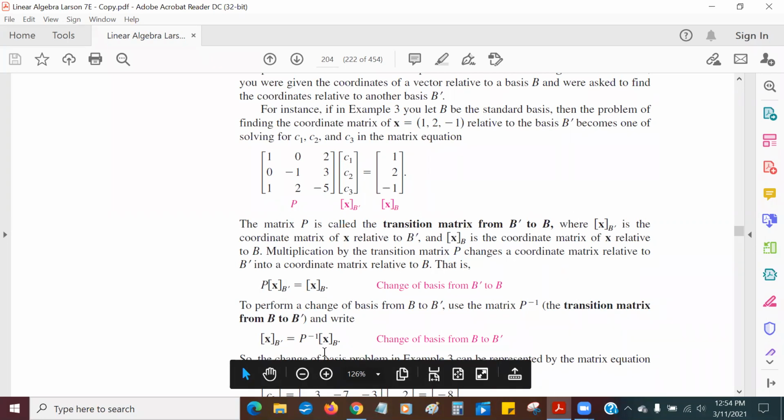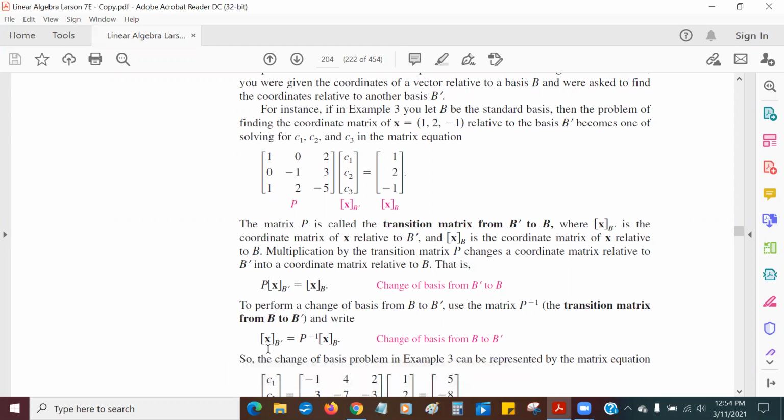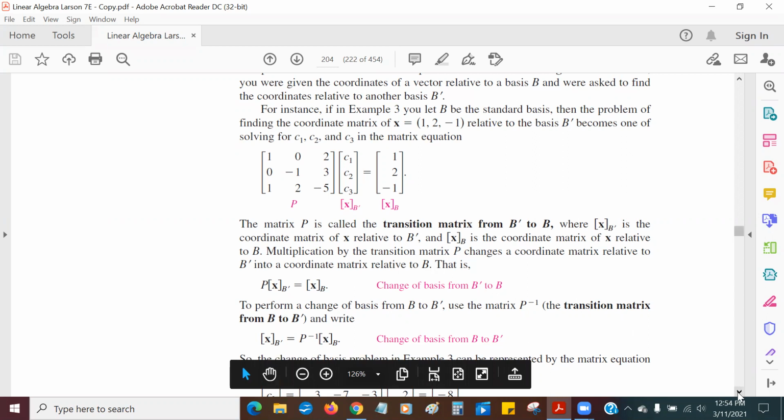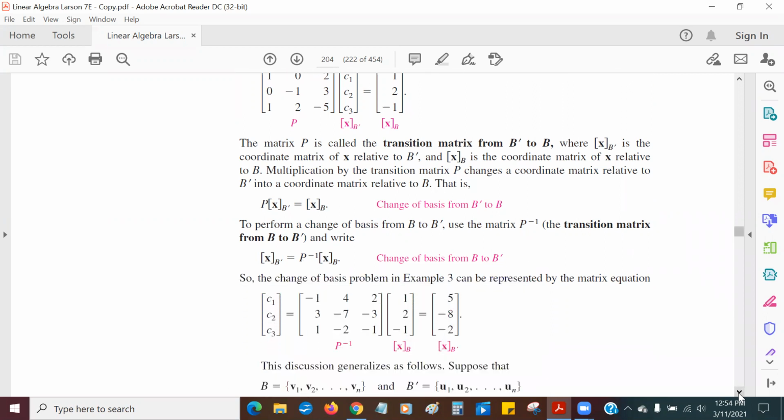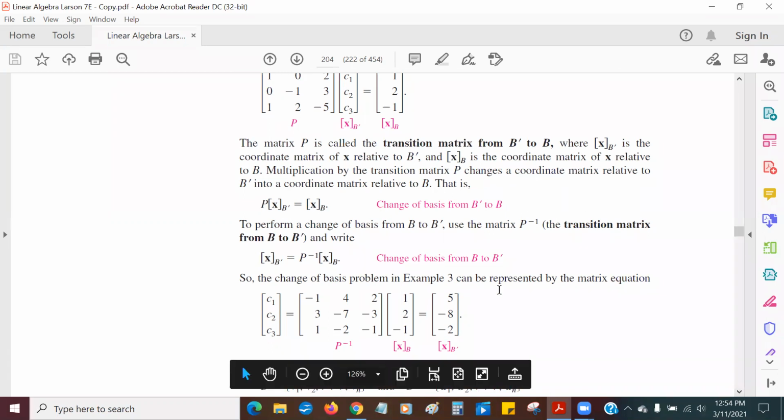And this now is a change of basis from B to B prime, because I have the vector according to B. I multiply it by this inverse matrix, and I get the same vector, but now written in terms of its components relative to B prime. And that's the transition. So the change of basis that we did in example 3, the last example we did, can be represented by a matrix equation that's C1, C2, C3, because that's what we were trying to do at that time.